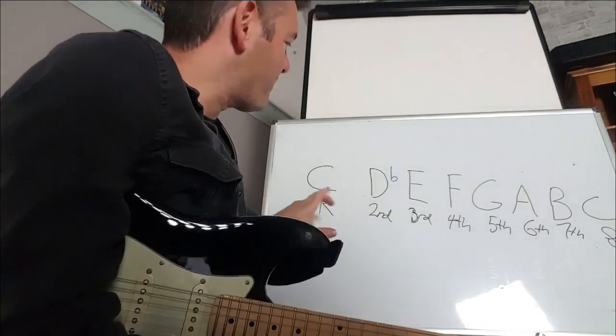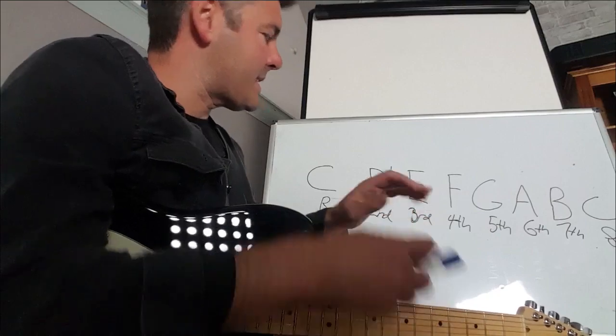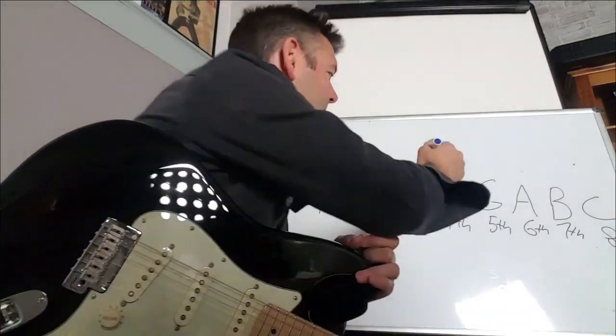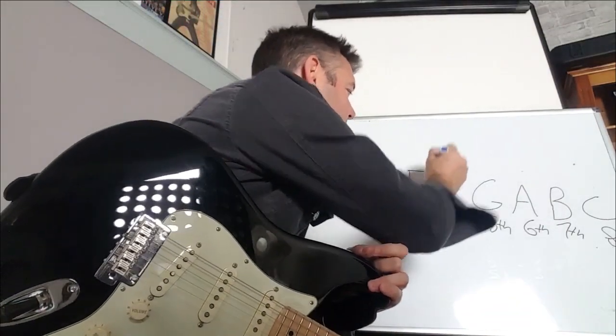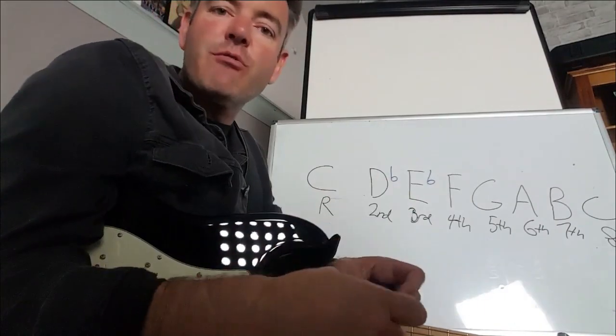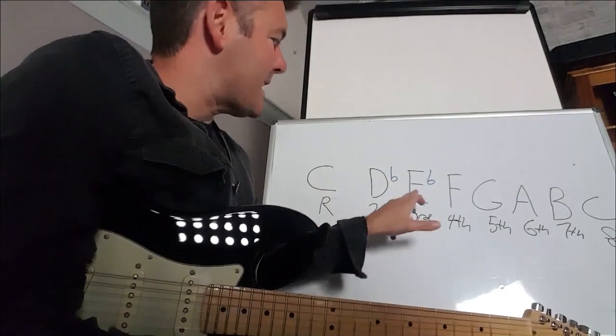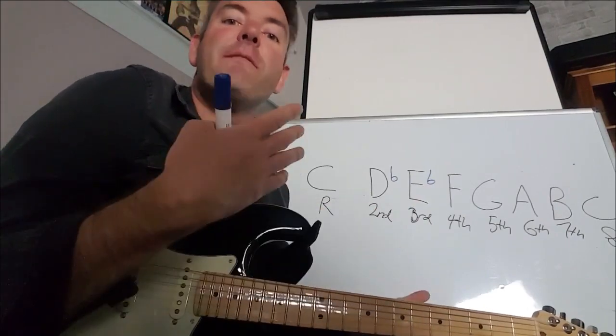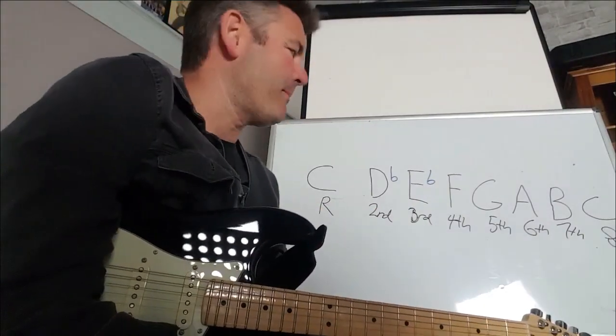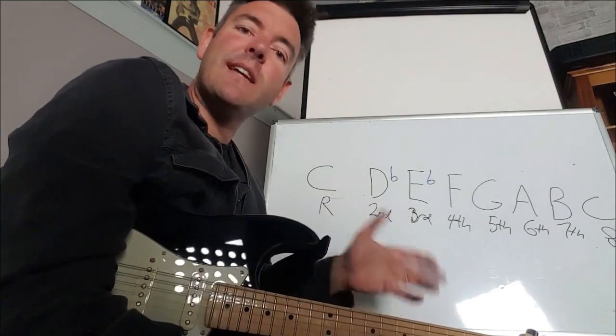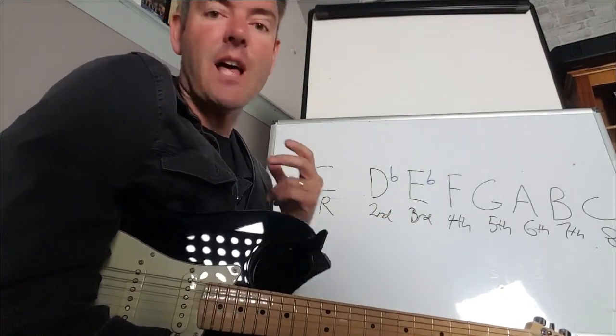Let's move on to the next one. C to E, let's say we wanted to talk about C to E flat. We could describe it as a flattened third, because C to E is a third. C to E flat, we could simply say, well, it's like a flattened third. It's a third that's been flattened. However, just like the second, it has a proper name for it, and that is a minor third.